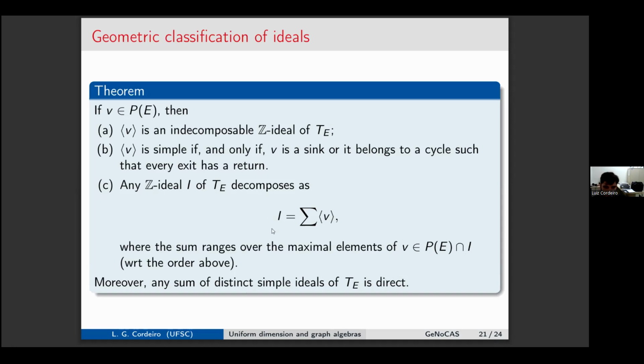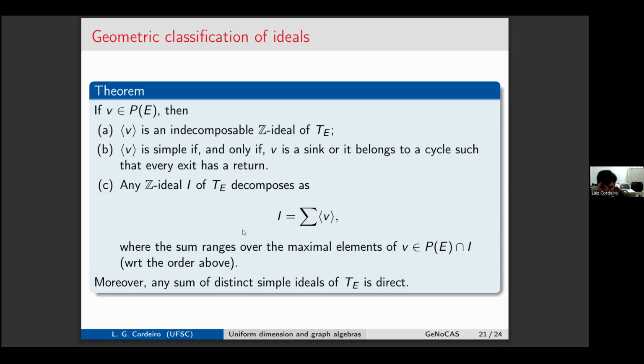And actually, a conjecture that I did not write here is that the uniform dimension of the ideal I should equal the number of terms which this sum has. Actually, it's smaller than or equal to that, but perhaps it could be equal, say, if every vertex is either a sink or belongs to a cycle such that every exit has a return.